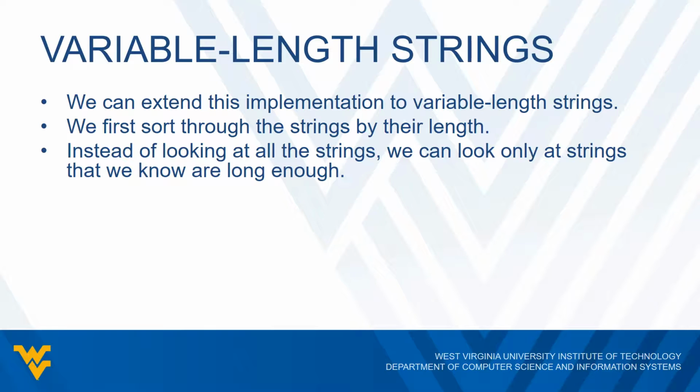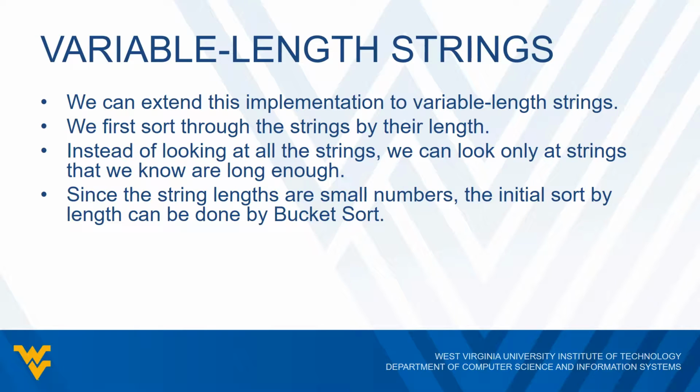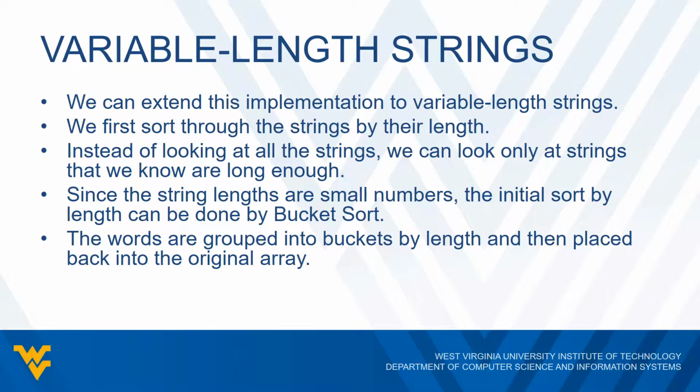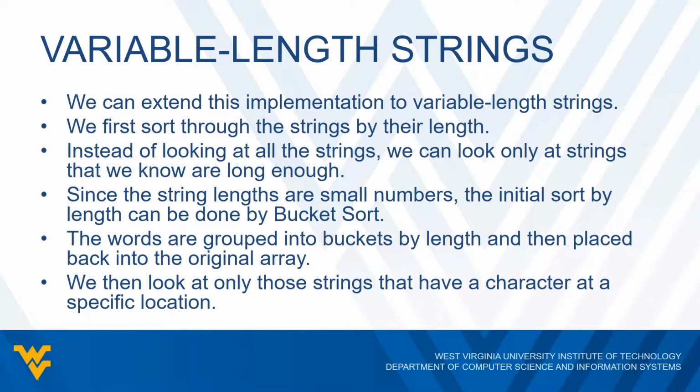And since the string lengths are small numbers, or at least we're assuming that they are small numbers, the initial sort by length can actually be done using bucket sort, because we're just simply sorting by the length of the string and not the content of the strings. So then the words would be grouped up into buckets by length. So all the strings that have a certain length would be in one bucket, and all the strings of another length would be in another bucket, and so forth. We would then place those strings back into the original array. Then we just need to only look at those strings that have a character at a specific position.